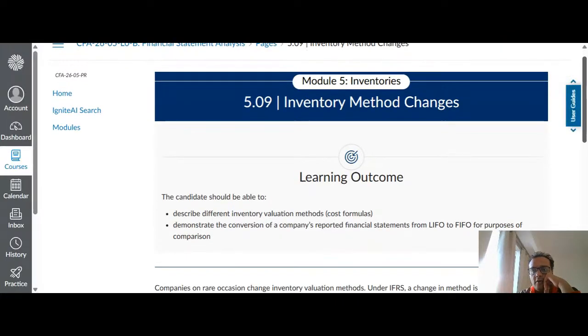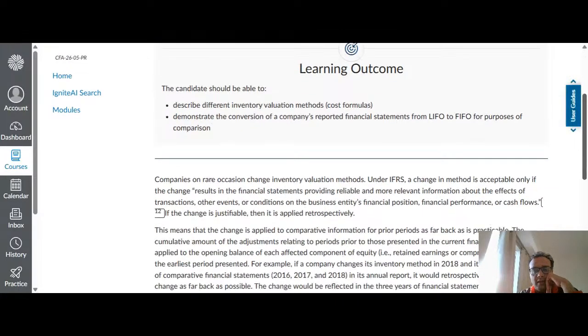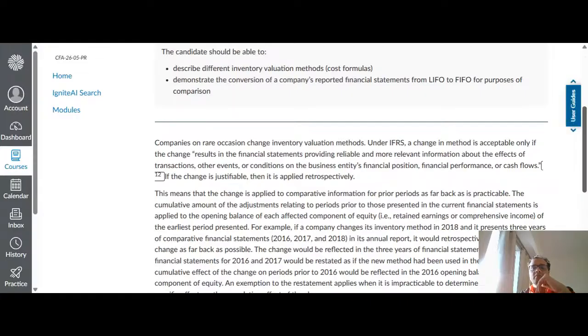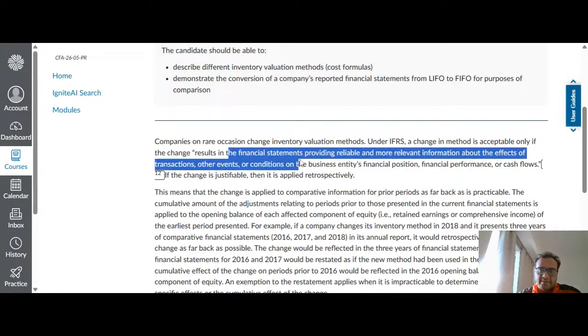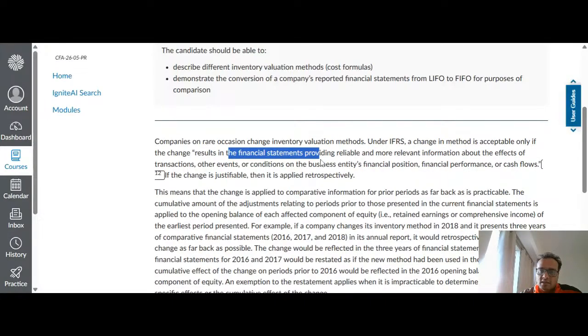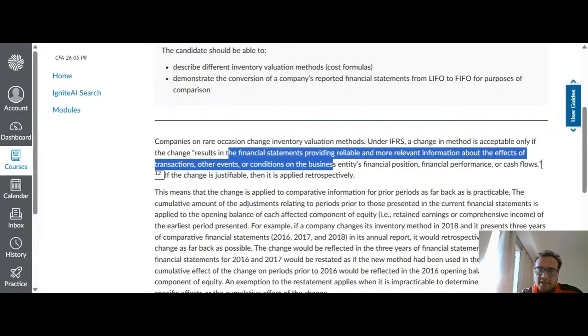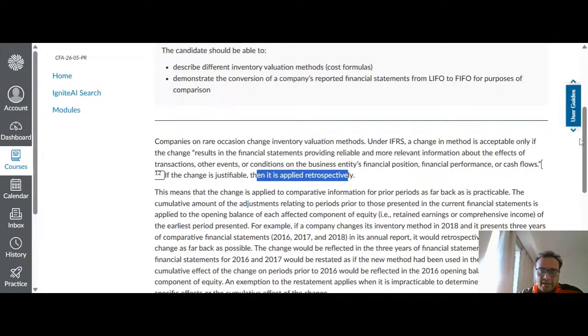Now, if you are following one method and you have to change your method, then what is it that you do? Companies on rare occasions change their inventory valuation method. Under IFRS, a change in method is acceptable only if it results in financial statements providing reliable and more relevant information about the effects of transactions, other events, and conditions on the business entity's financial position. If the change is justifiable, then it is applied retrospectively.